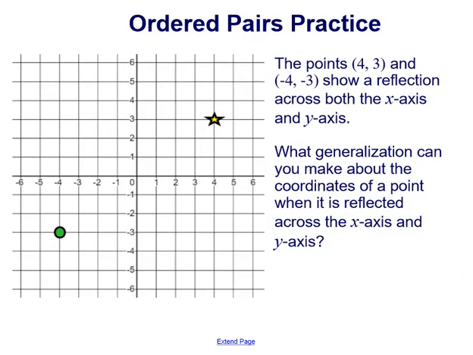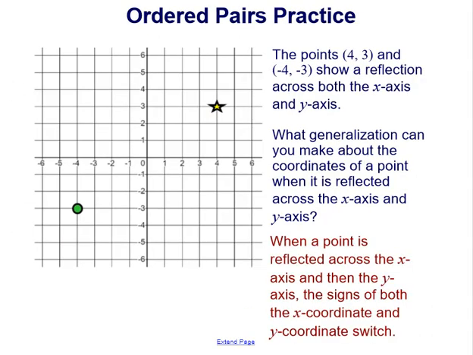Let's look here. We have the points (4, 3) and (-4, -3). Those are showing a reflection across both the x and y axes. Think about now what generalizations we can make about any point and its coordinates when reflected across the x and y axis.